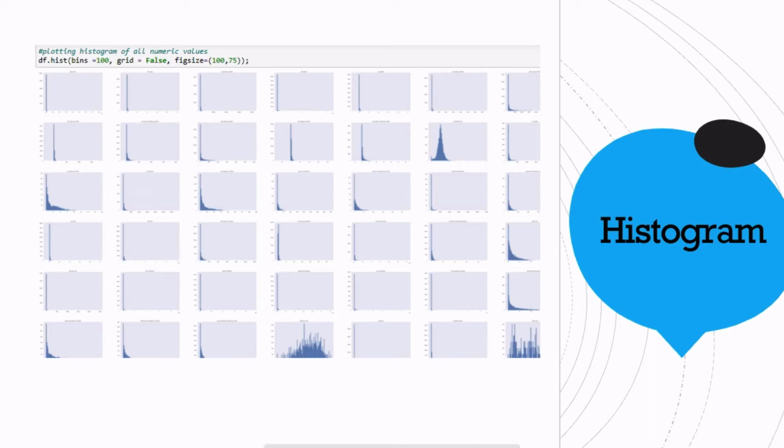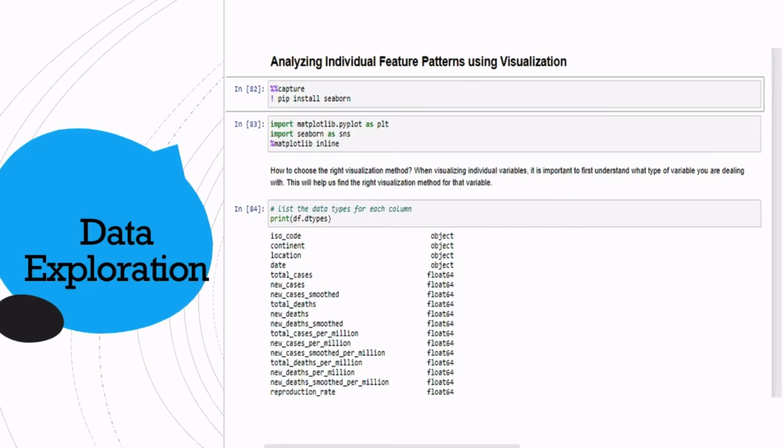Now you can see the histograms of total overall cases, so that means world cases, and there are 60 columns, but in the histograms there are only 55 because there was some object data, that's why. Now you can see the data exploration here.